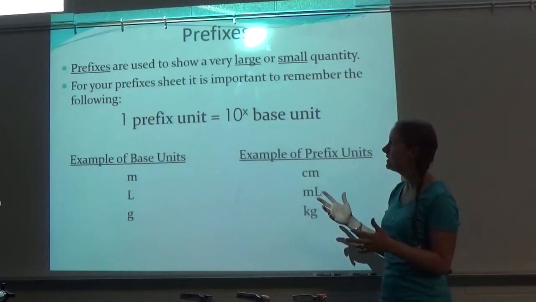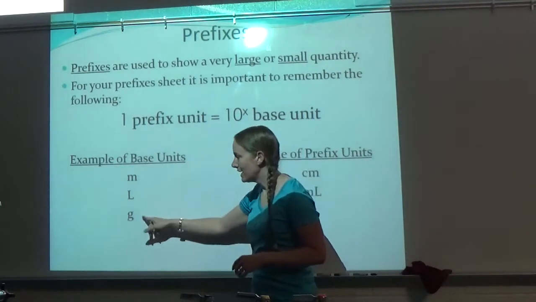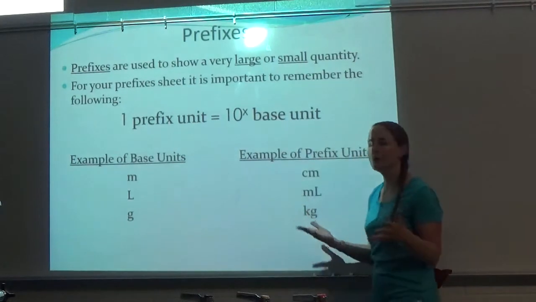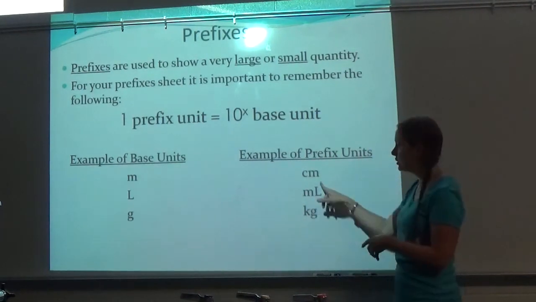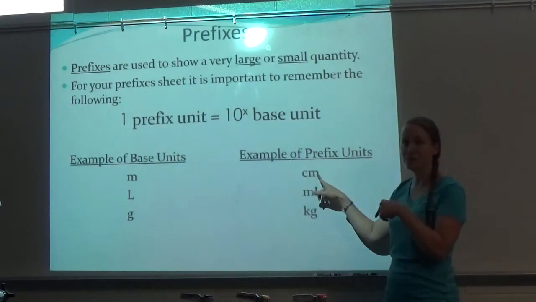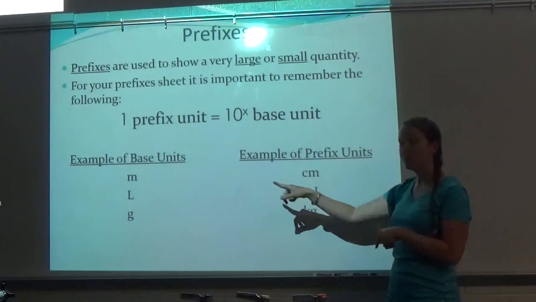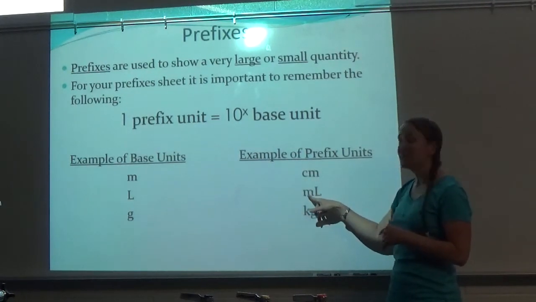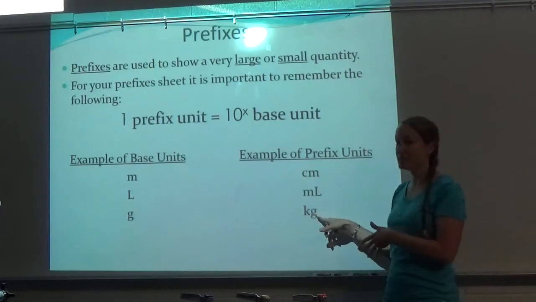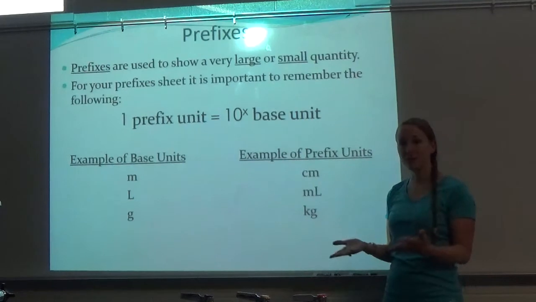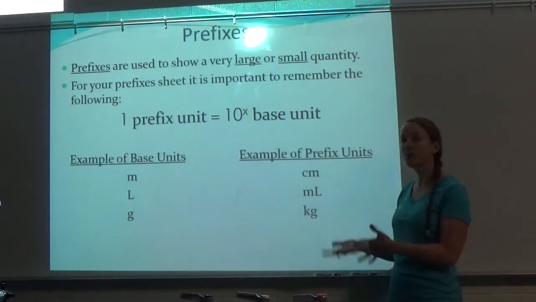A base unit is just a unit, like meters, liters, grams, seconds. Those are base units. A prefix unit is a base unit with a prefix. So instead of just meters, it's centimeters. Centi is one of your prefixes. So this is a prefix unit. Instead of liter, milliliter. So milli is a prefix. Instead of grams, it's kilograms. So kilo is a prefix. Instead of seconds, if you have nanoseconds, that is a prefix unit.